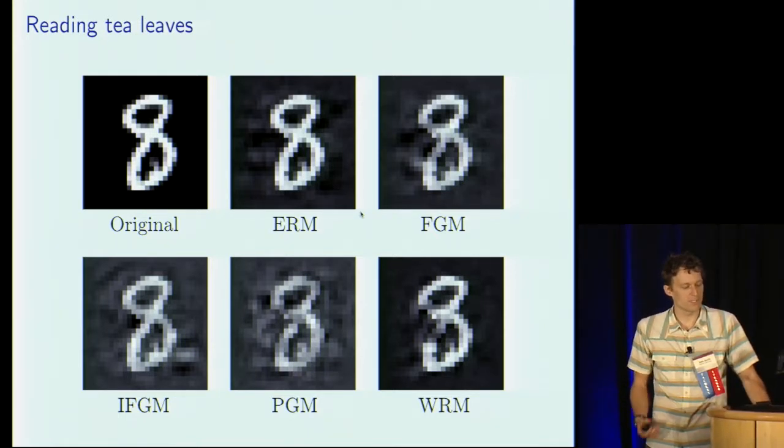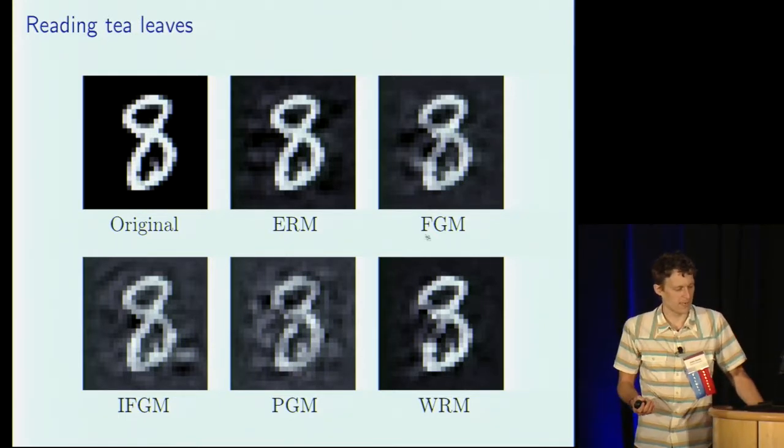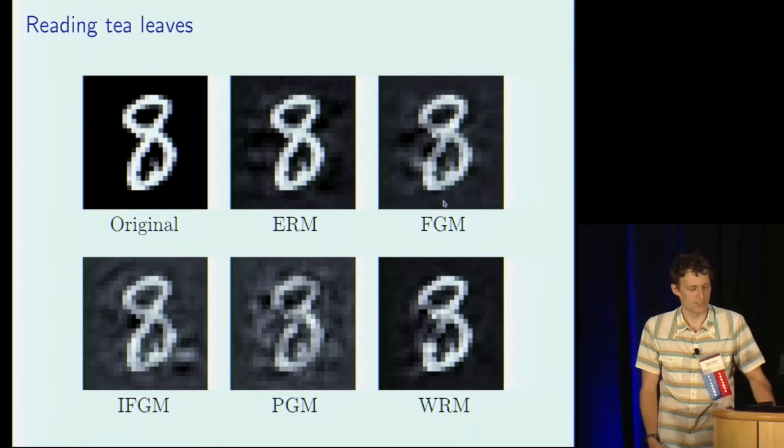Then there are some different heuristics that folks have used. So one is known as the fast gradient method. This is the perturbation that confuses it. You can see this more or less still looks like an 8. There's an iterated fast gradient method, still looks like an 8.